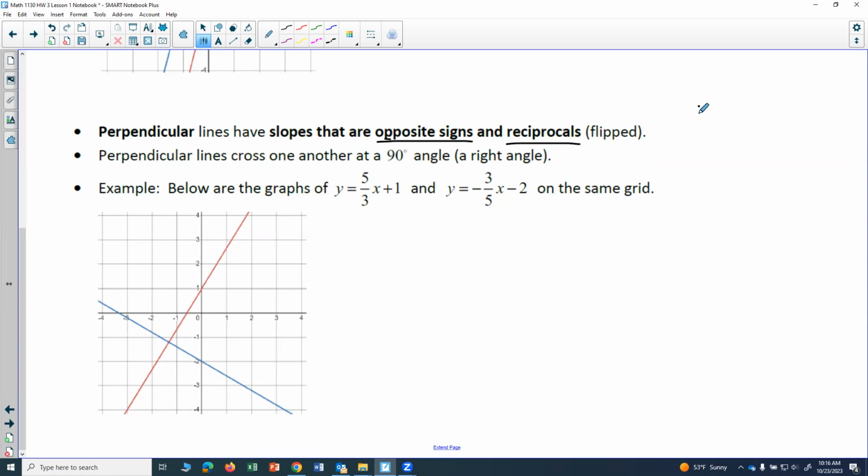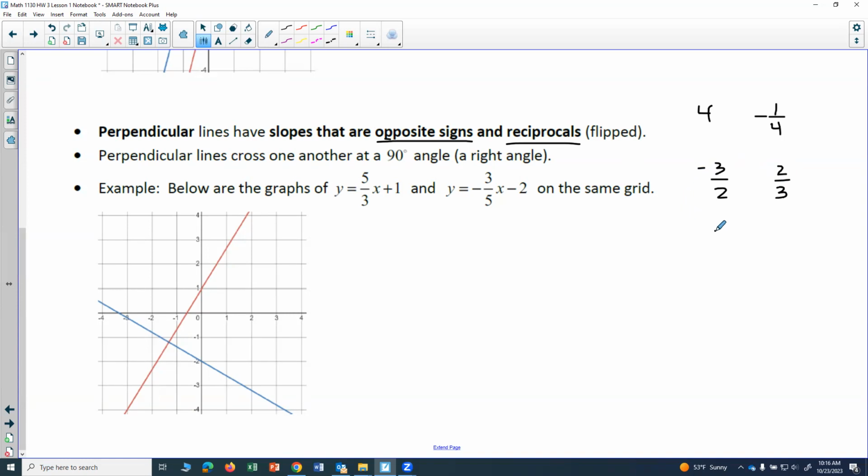So if I had a 4, then the reciprocal would be 1/4. And we want the opposite signs, so I would put a negative 1/4. If I had something like a negative 3/2 for my slope, then for the opposite sign reciprocal, I would flip that fraction. I would get a 2/3, and it would be positive because I want the opposite sign.